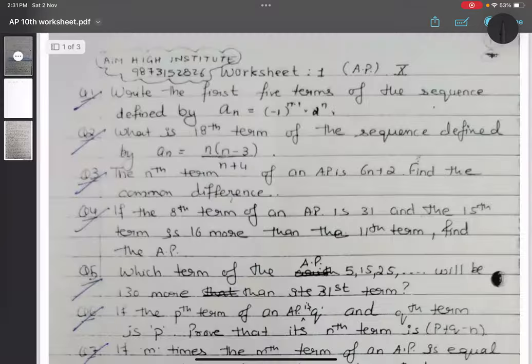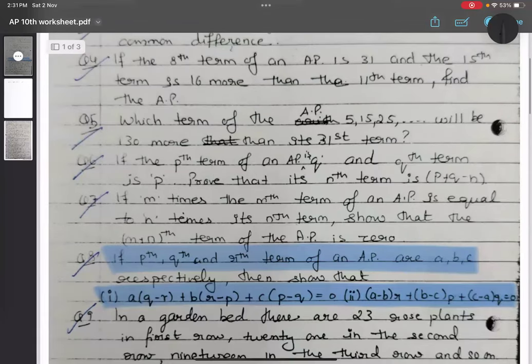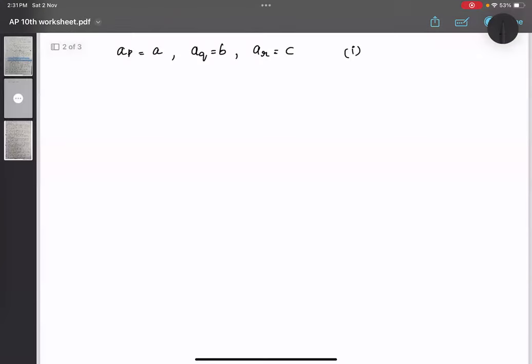So when the question is giving us the pth term, the pth term is a, the qth term is b, and the rth term is c. Yes. So what were they asking us to prove? They were asking us to prove that a(q minus r) plus b(r minus p) plus c(p minus q) equals 0.